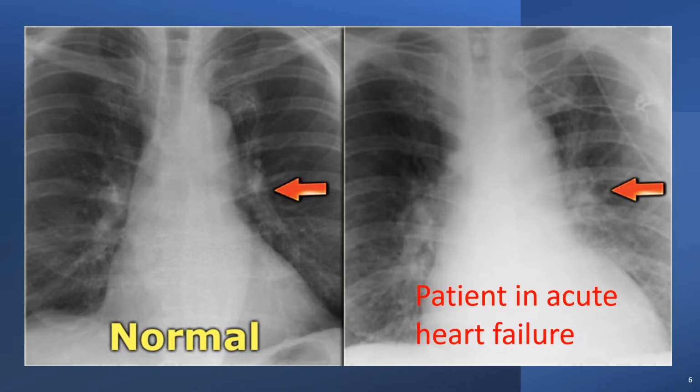This slide is just to show an example of what a normal chest x-ray would look like, which is on the left. And the one on the right is a patient that is in heart failure. You can see the increased whitening area around the heart, and it does look like the heart may be a little enlarged.